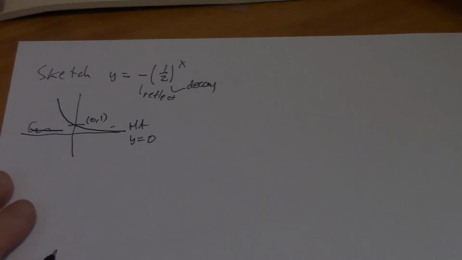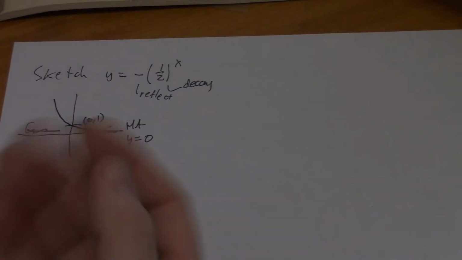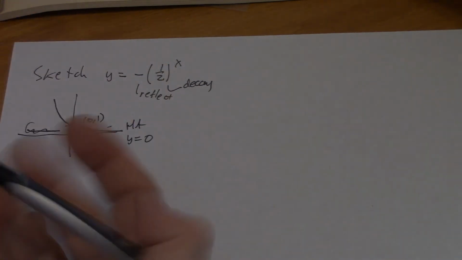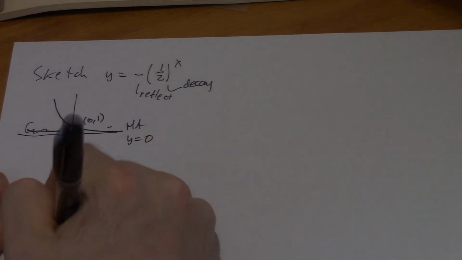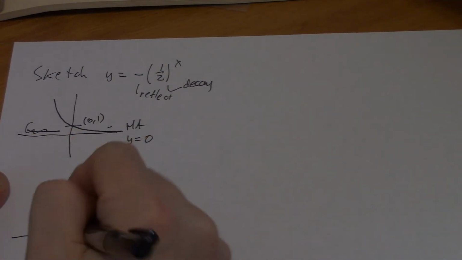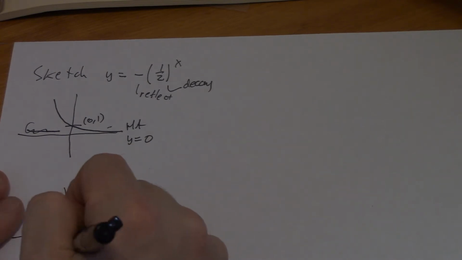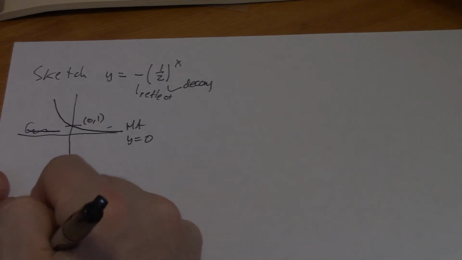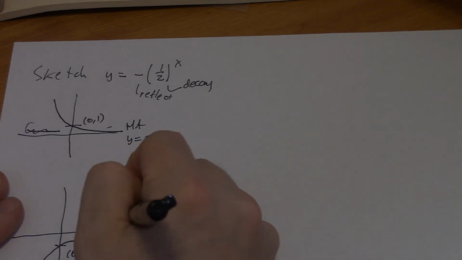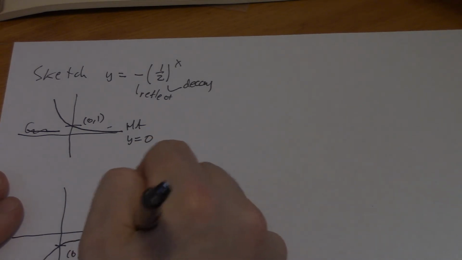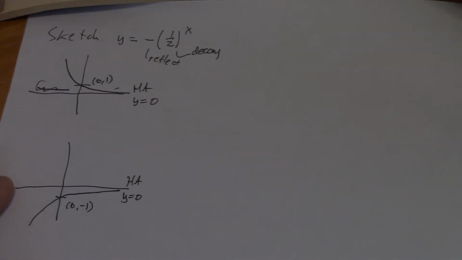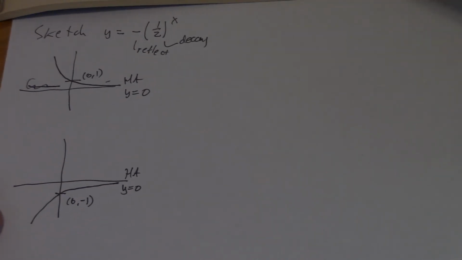Okay, so if we had to sketch that flipped, it's going to be flipping over the x-axis. So we're going to just draw it upside down. So instead of 0, 1, we're going to have 0, negative 1, and it would look like this. And the horizontal asymptote would still be y equals 0. Okay.